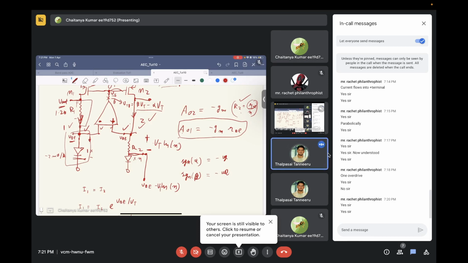Sorry, sir. So, instead of adding the voltages, if I add the currents, I won't be needing this kind of additional headroom. Do you understand? Yes, sir.